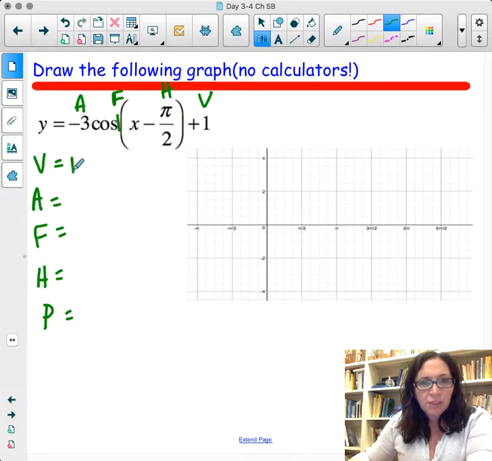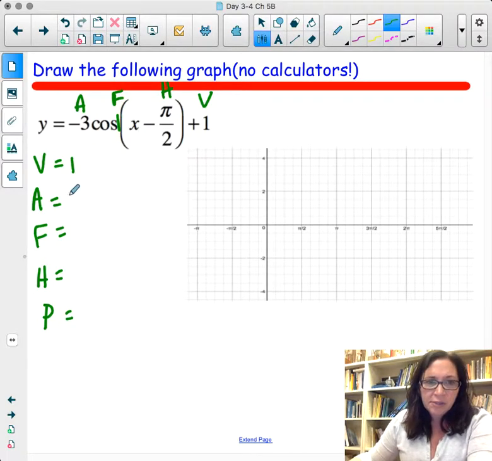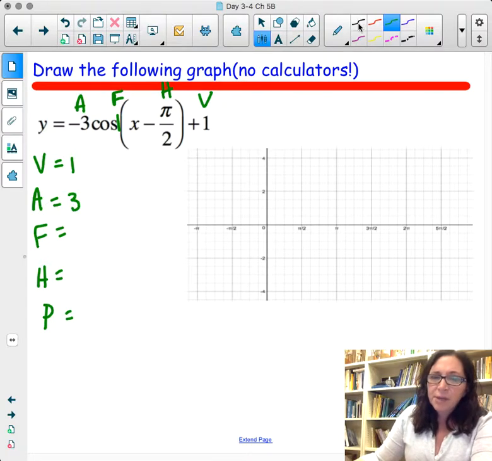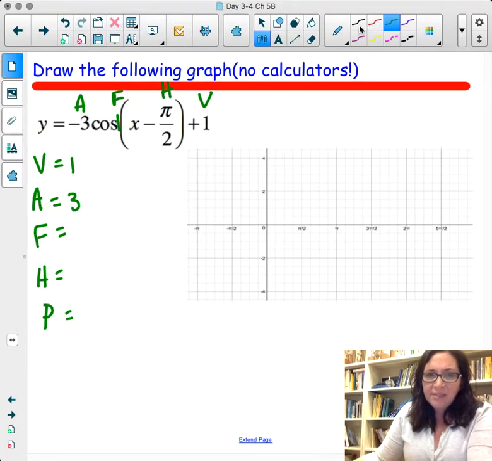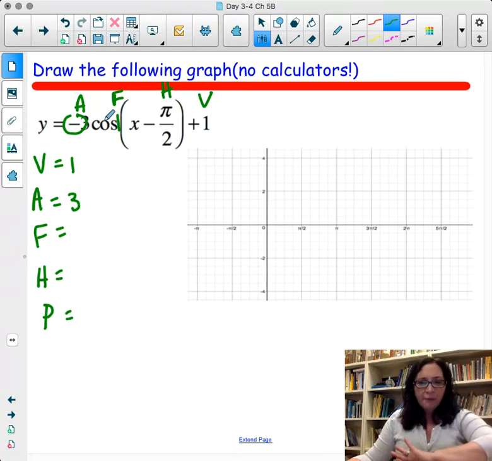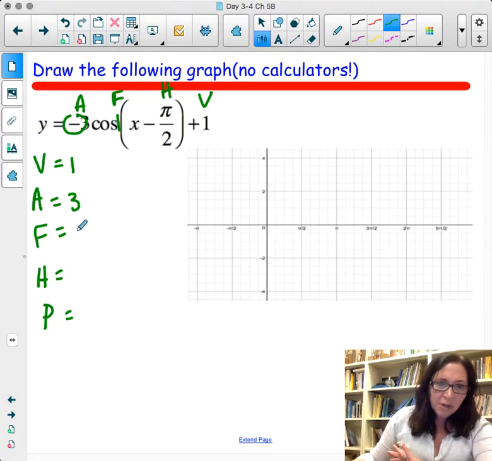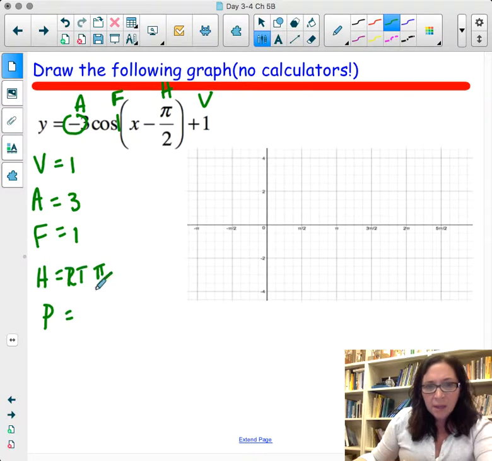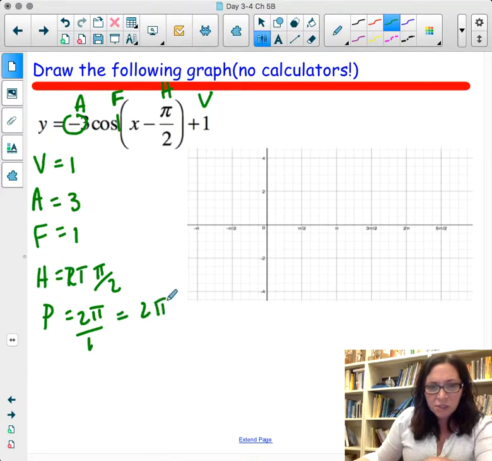So my vertical shift is up 1, amplitude is 3. It is a 3. Amplitude is a height, it's a distance. I'm not forgetting that I have a negative sign out front. It does tell me that when I'm all done, I am going to reflect my graph over my x-axis, but I'm just going to ignore that for right now. Horizontal shift is going to be right, pi over 2, and my period is going to be 2 pi over my frequency, which is 1, which is just 2 pi.